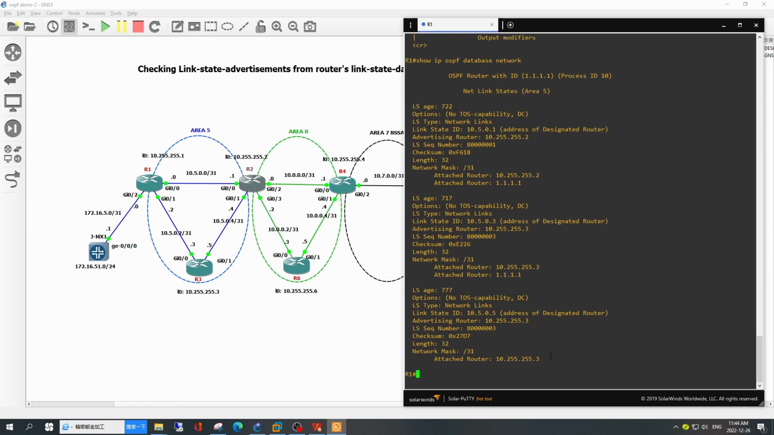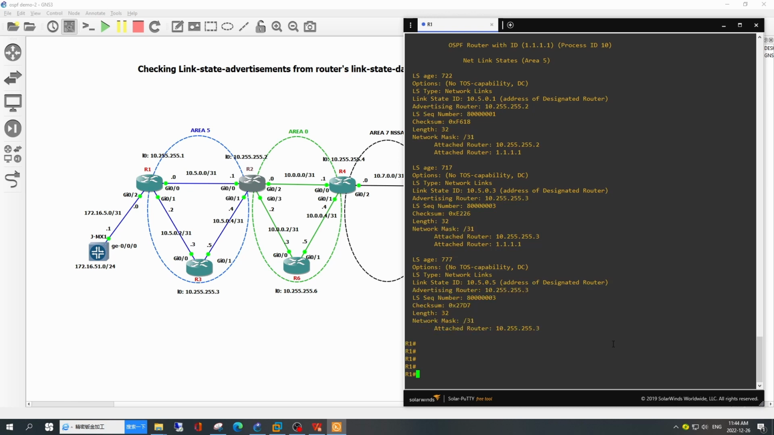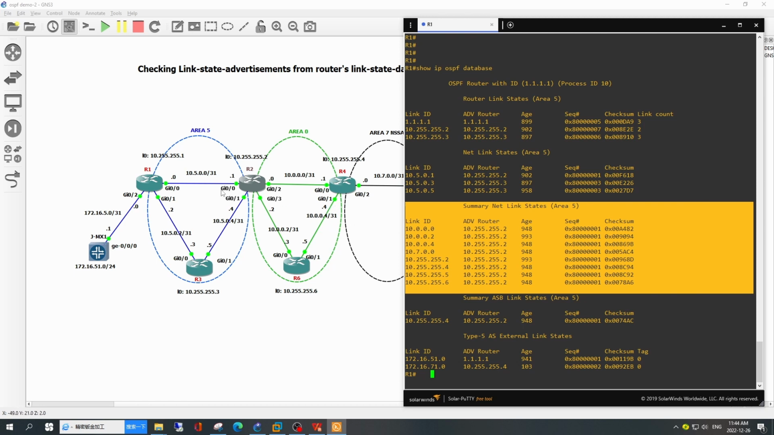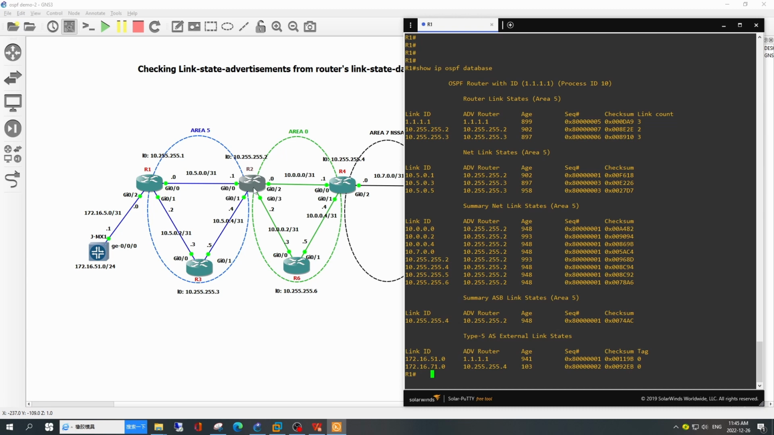So, okay, let's move on to the type 3. Okay. Type 3, you take a look at this network. You see the type 3, but all these type 3s are injected into this area 5 from R2, right? They are regarding the information of other areas. So if you want to see how the type 1 routes in area 5 become type 3 and propagate out, the best place to see is in R2, right? So okay, let's log into R2.